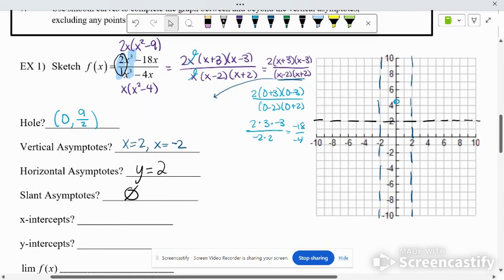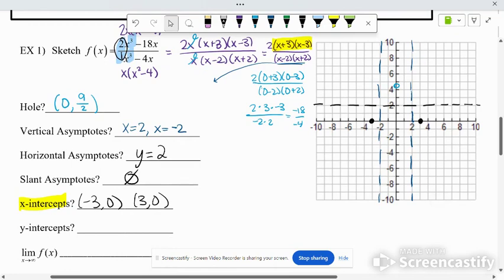Your x-intercepts now are going to come from the numerator set equal to 0. The 2 up there does not give you an x-intercept, but we should have negative 3 comma 0 and 3 comma 0 as our x-intercepts. And we can go ahead and put those points on our graph.